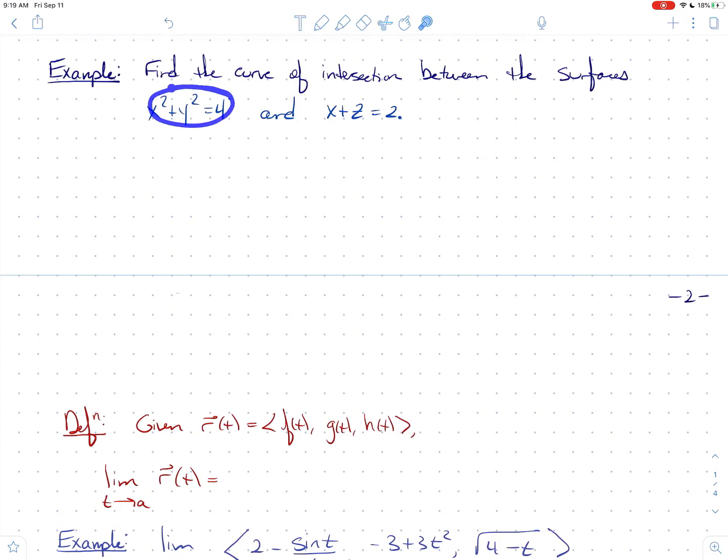This is an equation of a circle in 2 space, so it's a circular cylinder stretched along the z-axis in 3 space. And then this is a plane. So we've got some sort of plane slicing a circle, and so we expect some kind of curve like that, and we're supposed to parameterize it. Really, instead of find, it should be parameterize. That would be a little bit more clear what the instructions are.